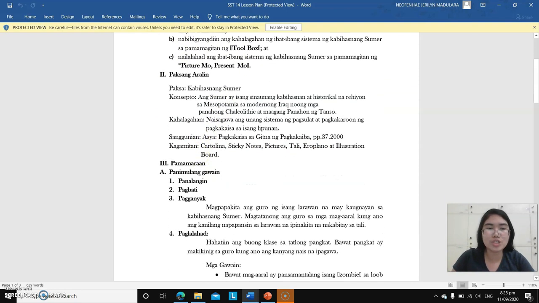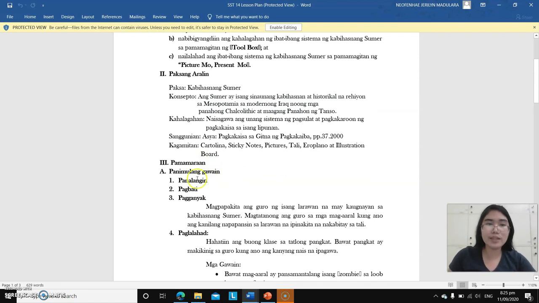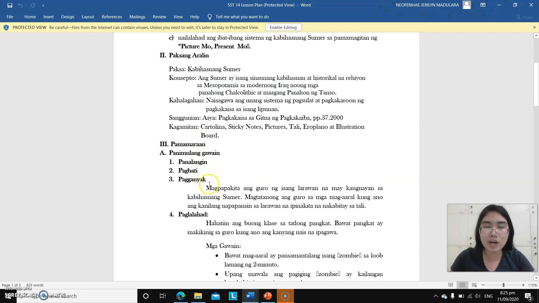Okay, pamamaraan or procedure. Panimulang gawain, panalangin, pagbati or pagganyak or motivating activity. Magpapakita ang guro ng isang larawan na may kaugnayan sa kabihasnan ng Sumer. Magtatanong ang guro sa mga mag-aaral kung ano ang kanilang napapansin sa larawan na ipinapakita na nakabatay sa tali.